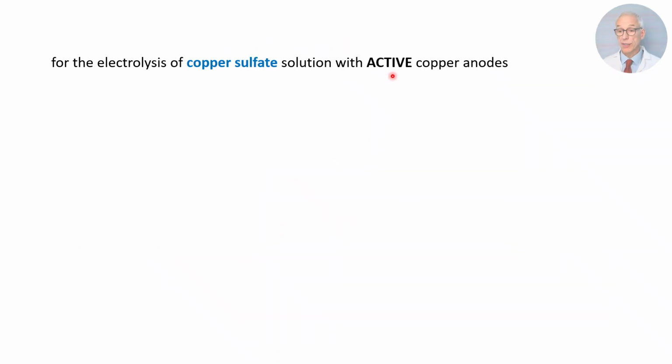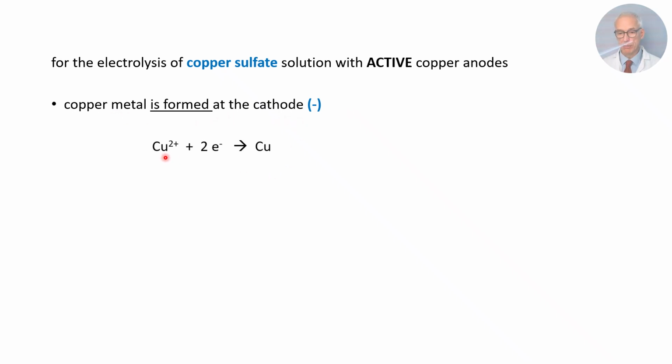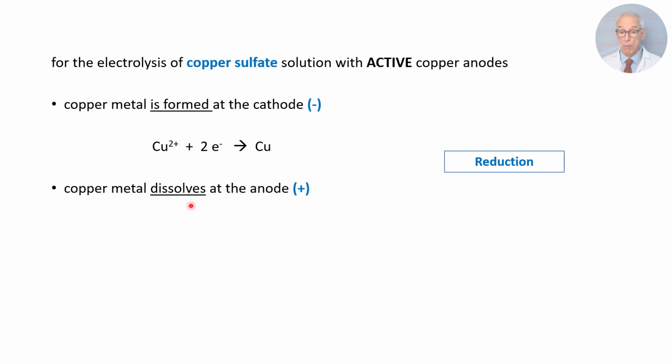So let's just run through the electrode half equations to be absolutely clear. Just as with all the electrolysis processes we've seen so far involving copper electrolytes, the copper metal is formed at the cathode by reduction. Copper 2+ plus 2 electrons goes to copper. Gain of electrons is reduction. But at the anode, copper metal, the substance of the electrode itself, dissolves at the anode.